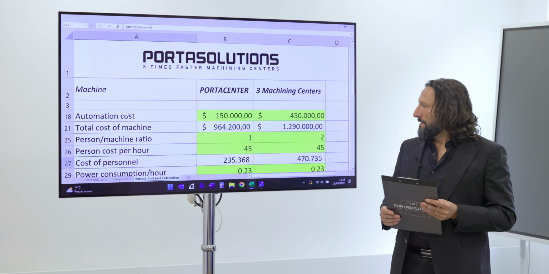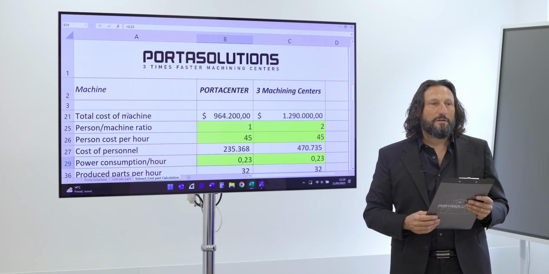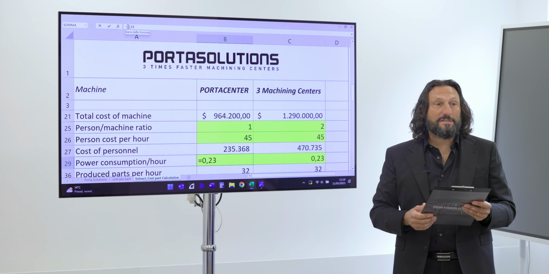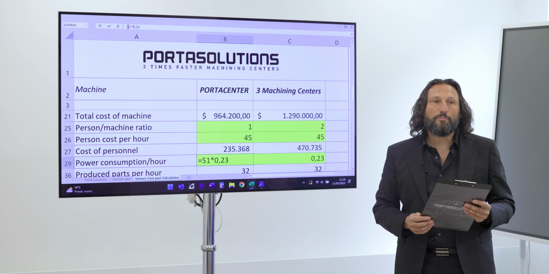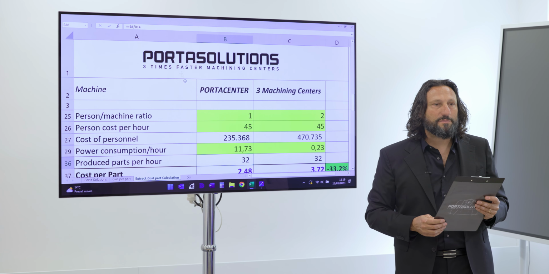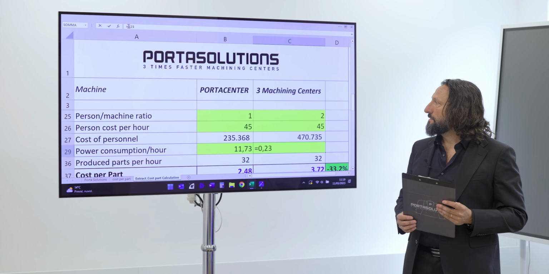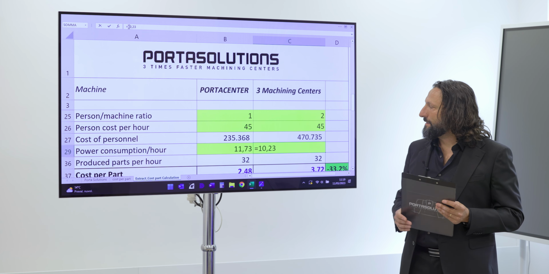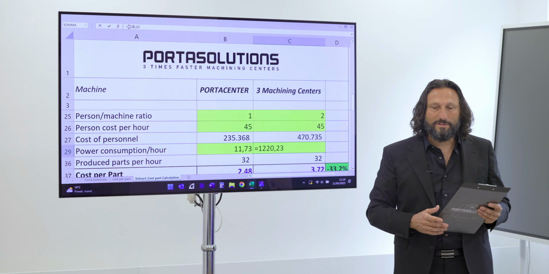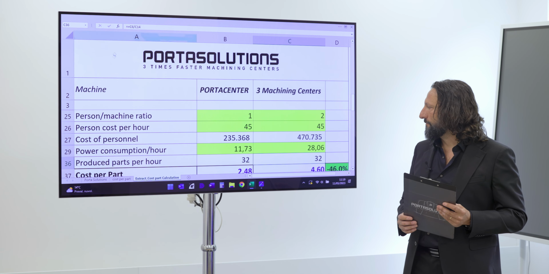Okay, now we go to consumption. So the PORTACENTER consumption is 51 kilowatts, which we are going to multiply by $0.23 per kilowatt. And on the CNC center machine, we're going to multiply by 122 kilowatts. So the cell is consuming 122 kilowatts per hour.